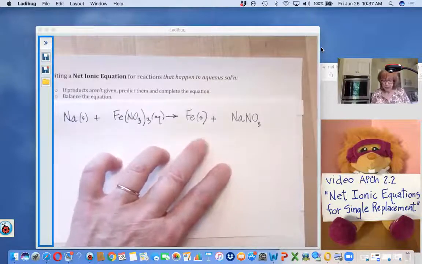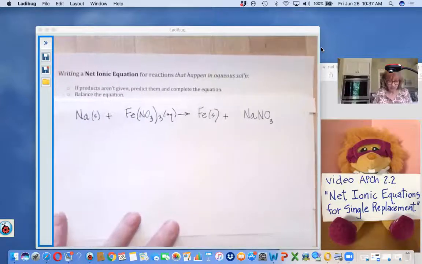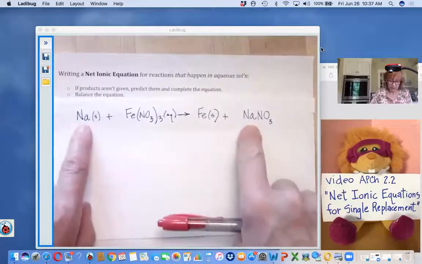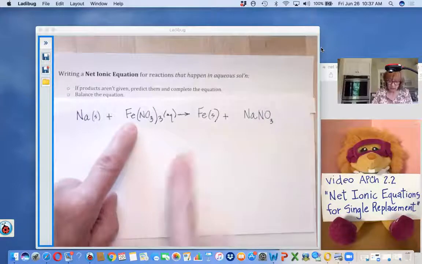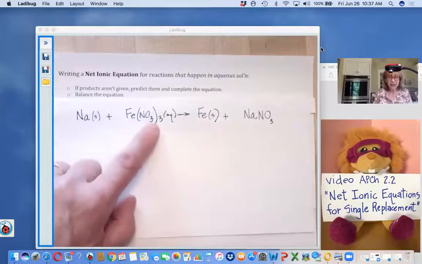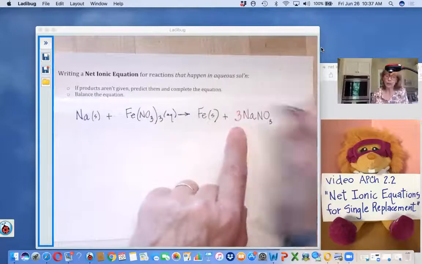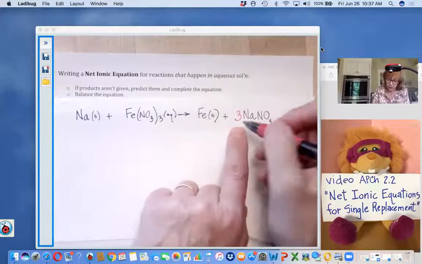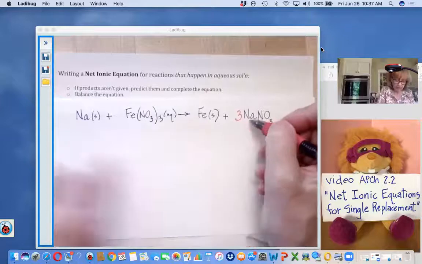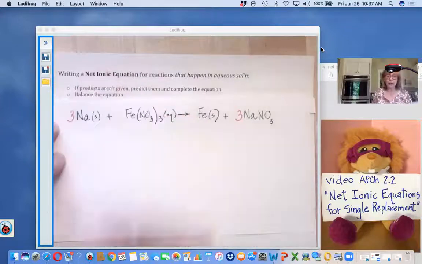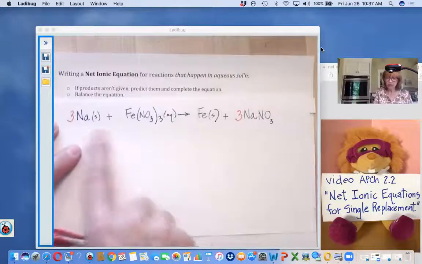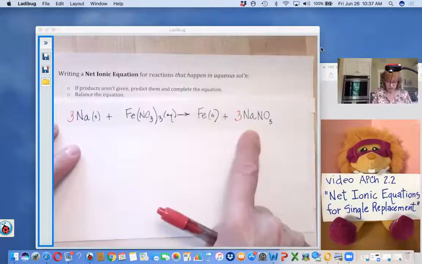All right, now I'm going to balance my equation. 1 sodium went in, 1 came out. 1 iron went in, 1 came out. 3 nitrates went in. To show that 3 nitrates came out, I'm going to put a 3 here, which also shows 3 sodiums coming out, so I'm going to put a 3 there. Okay, first 2 steps are done. This is known as the molecular equation.